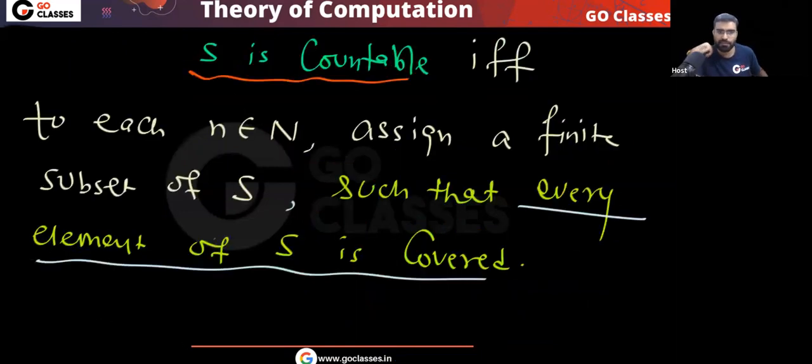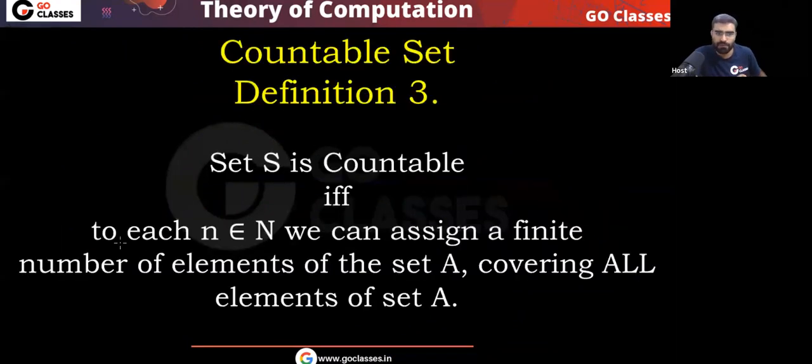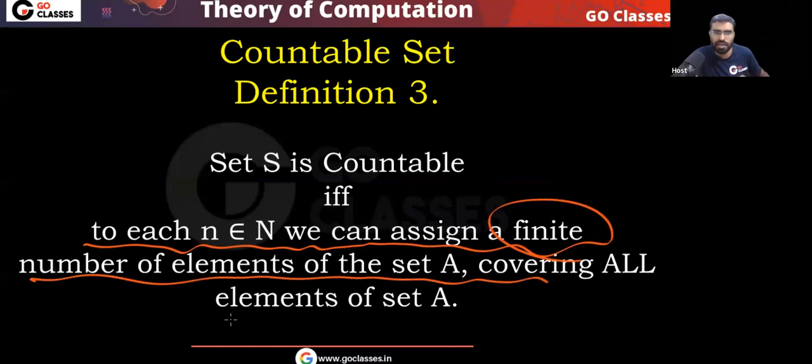This is definition number 3, and this is very easy to apply. So you can see this: S is countable if and only if to each natural number, you can assign a finite number of elements of A, covering all the elements of A.